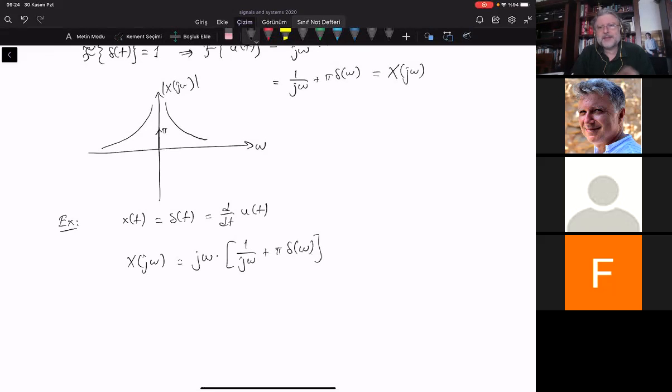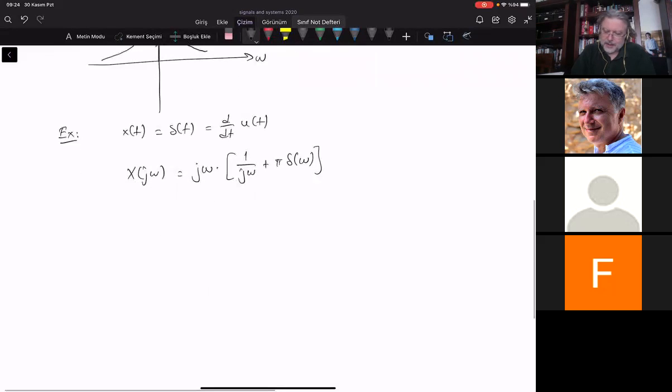Because you should be worried if I invert the operation, will it come back to the original and required formula? And this thing seems to be j omega times 1 over j omega is 1, which is the good part, but plus there seems to be j omega times pi times delta omega. Now the question you have to ask yourselves is, what is this j omega times pi times delta omega? It has a value, interestingly, and that value is 0 because of this.